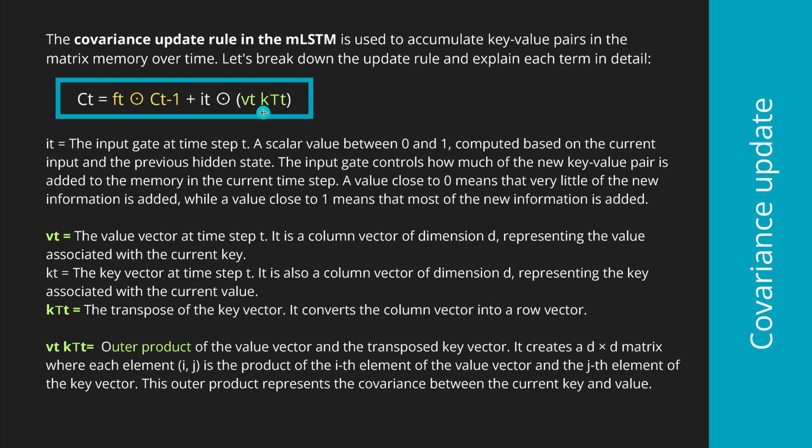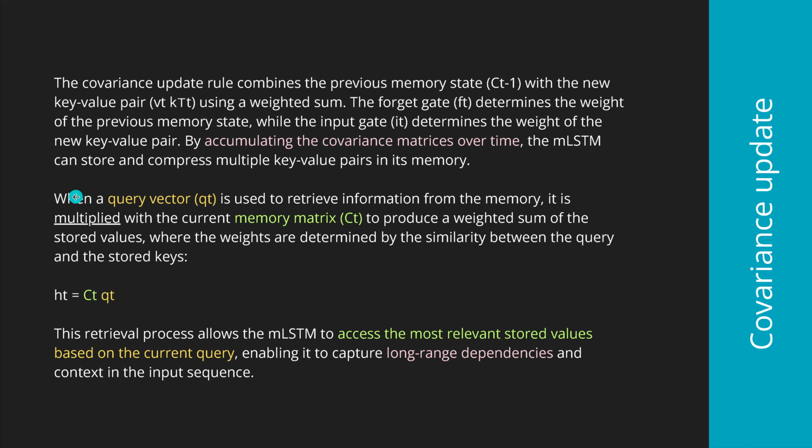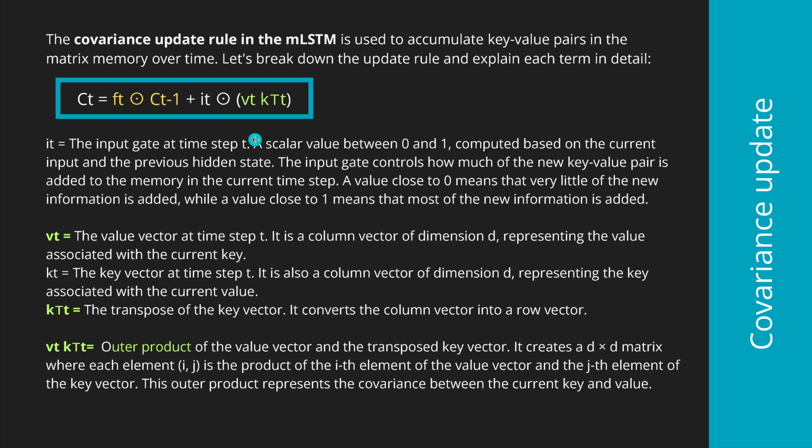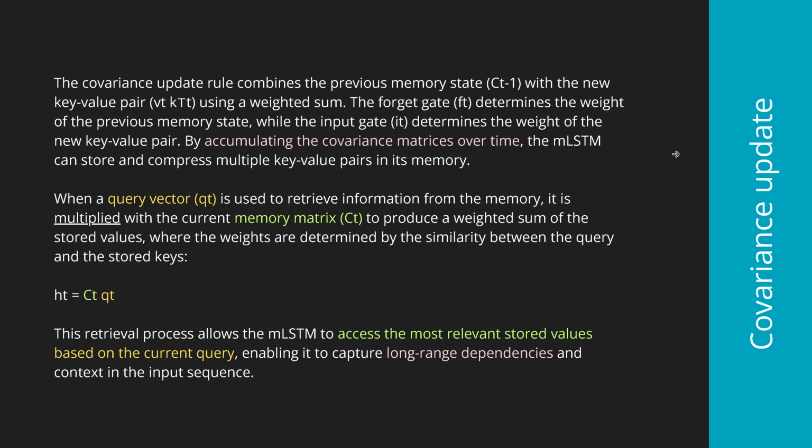And you guessed it, this is our new outer product of the value vector and the transposed key vector. And yes, you can read it if you want for more details. This is the operation by which our covariance update formula is defined, together with our gates, going from the memory state at t minus 1 to the memory state at the new time t. That's all there is to it.